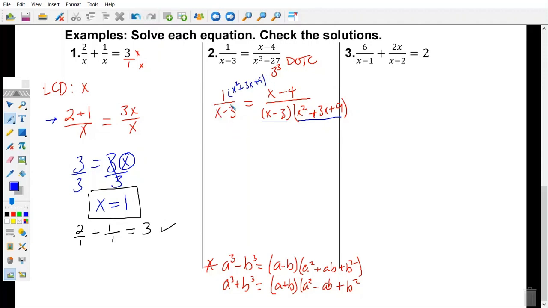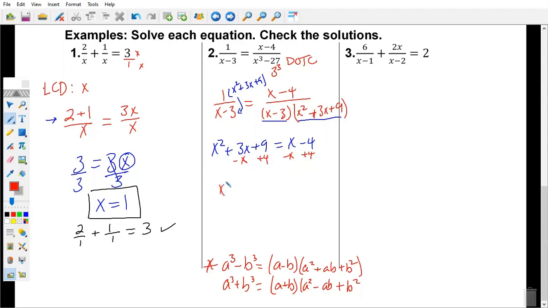Okay. Now, once I multiply 1 and also your denominator, the denominator no longer matters because the denominators are going to be the same. So all I have to do is focus on the numerator. So we have x squared plus 3x plus 9 equals x minus 4. Okay. After this, we want to get one side equal to 0. So I'm going to subtract x and add 4.